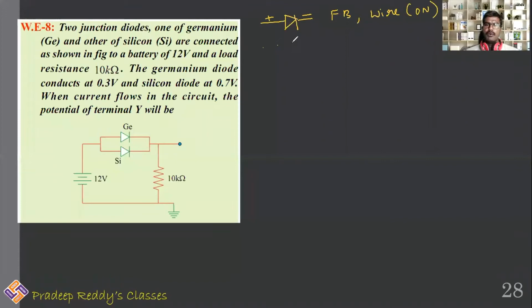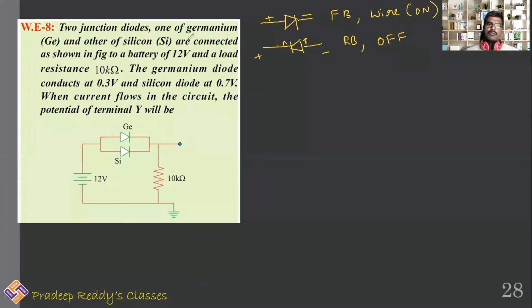If the junction diode is connected in reverse bias, this is N type and this is P type, connected to positive and negative. We say that it is reverse bias, and this acts as the switch-off condition. So the junction diode will not allow current to flow through that particular circuit. Using these forward bias and reverse bias conclusions, we will solve this problem.